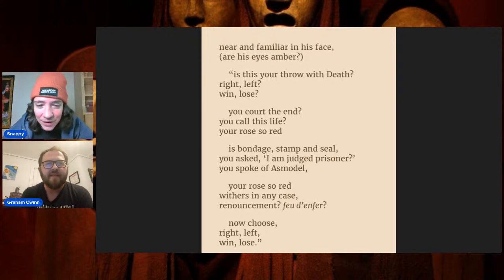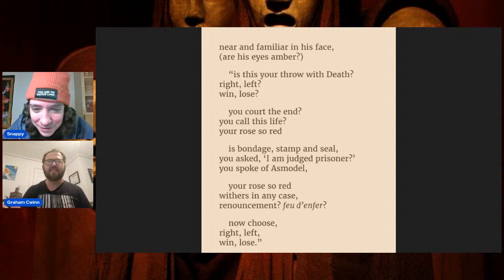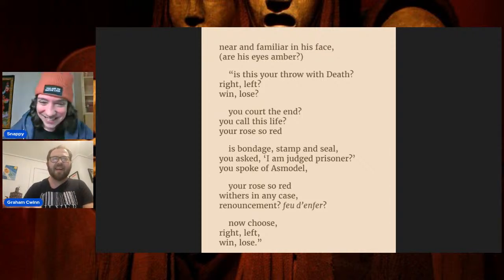Now choose right, left, win, lose. Your rose so red withers in any case. Renouncement, fires of hell. Right, left, win, lose.